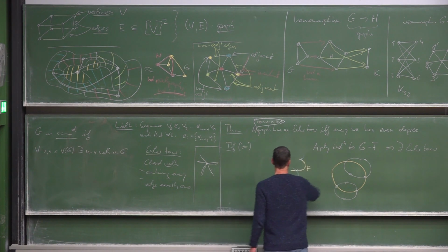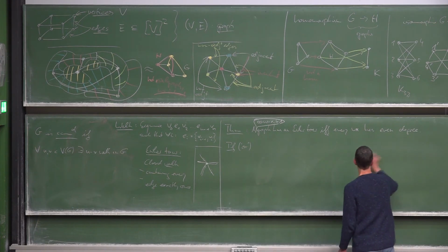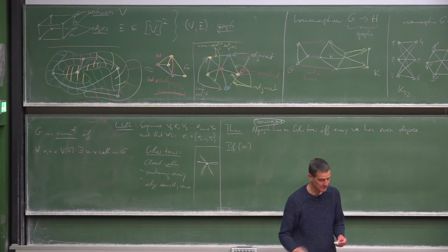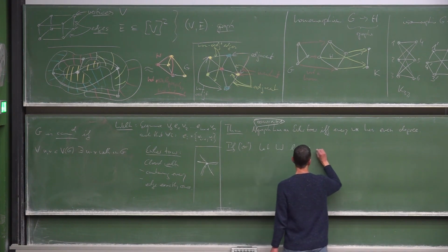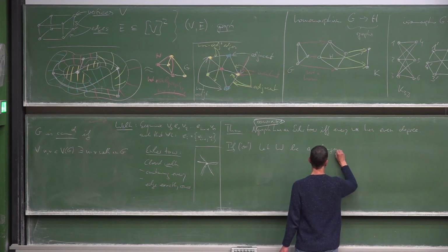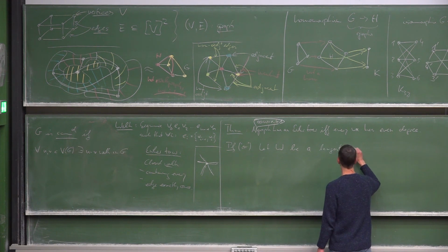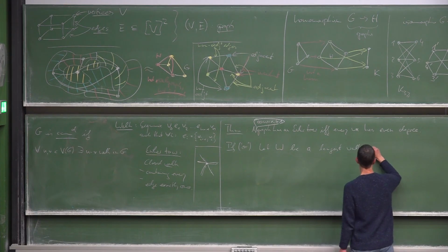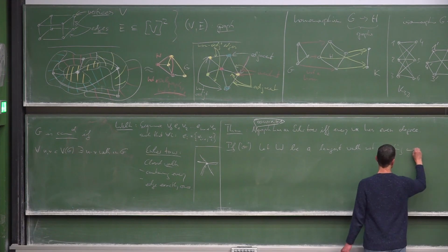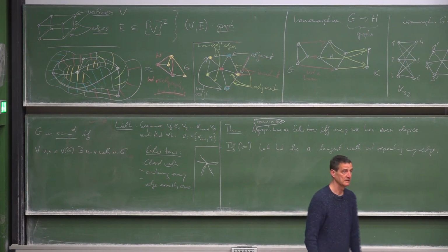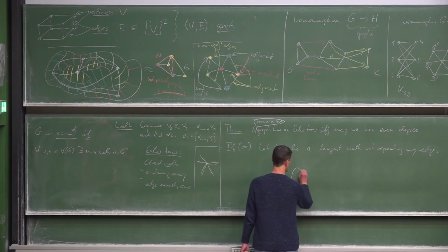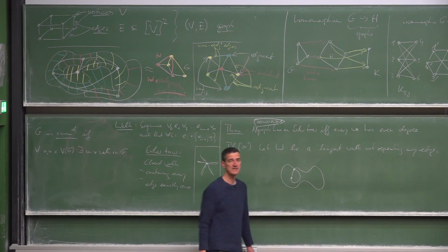I'll show you a very simple proof which is quite brilliant. Let W be a longest walk, not repeating any edge. I'm not insisting that it's closed. Right? And now, here's our yellow tour. Can this be longest? No. We can carry on as we did in yellow until we hit our starting vertex again.